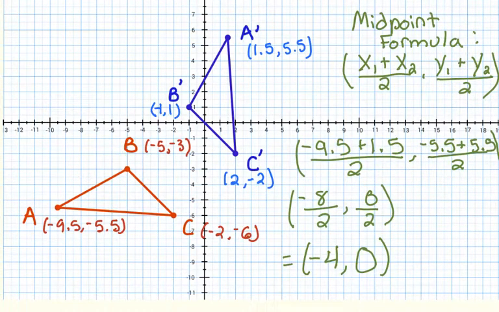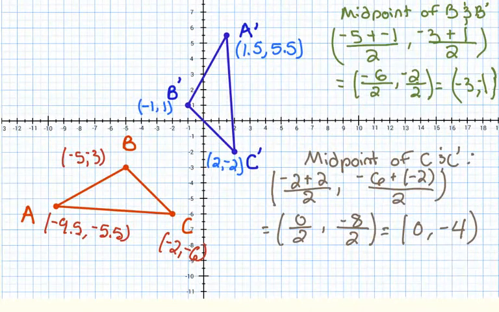Now we ask that you pause the video and try to find the midpoint of B to B' and C to C', and you can check your work when you continue on. Now that you've had time to go through and do your work to find the midpoints from B to B' and C to C', for the midpoint of B to B', you should have gotten -3, -1. And for your midpoint of C to C', you should have gotten 0, -4.